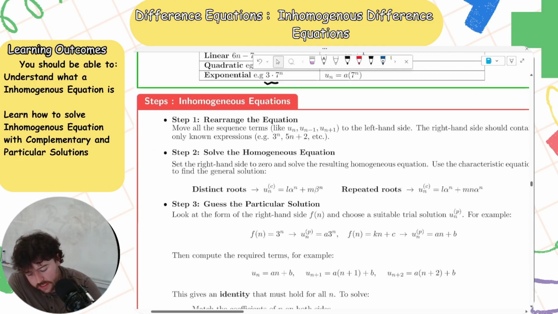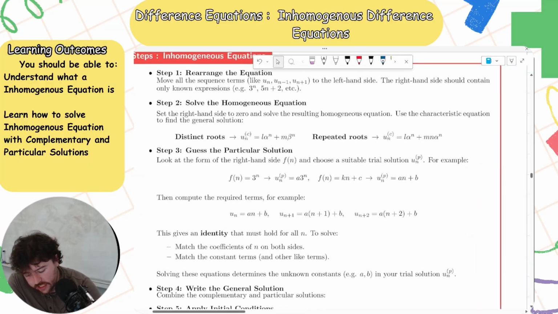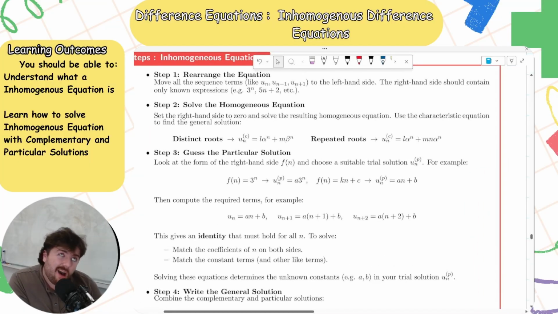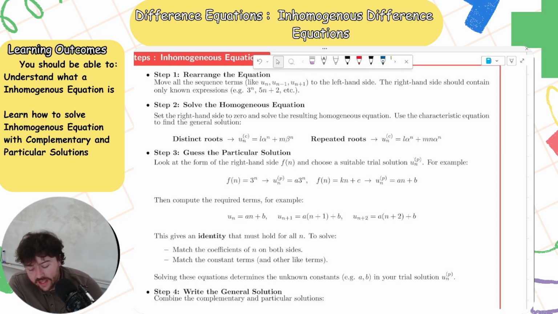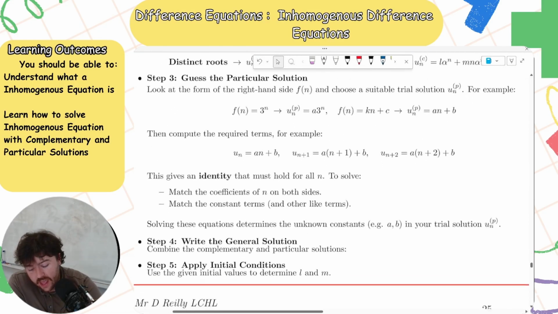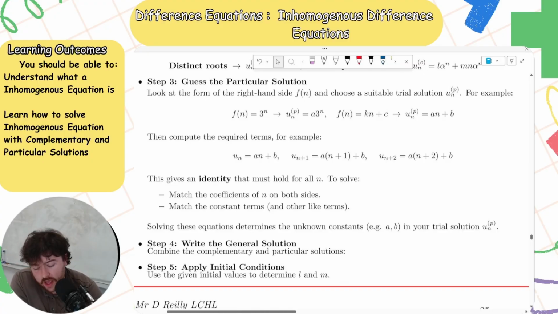So, how to solve an inhomogeneous equation? You rearrange the equation so you get all of your term values to one side and everything else to the right-hand side. You solve the homogeneous equation, so that's just finding the general solution to a homogeneous equation that we did in the last video. Then we get the particular solution. So for example, if my right-hand side was 3 to the n, my particular solution would be a times 3 to the n. Or if it was a linear function like kn plus c, my particular solution would be an plus b.